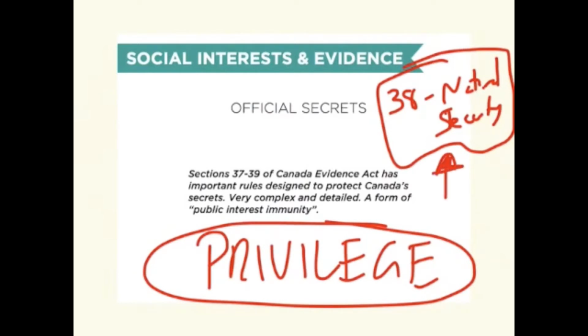If a witness tries to testify about something involving national security, the Crown can object, and it has to be ruled upon. I mean, that testimony can stop right there if the information provided goes to national security. Section 39 deals with cabinet confidences. These are things that are discussed within cabinet.